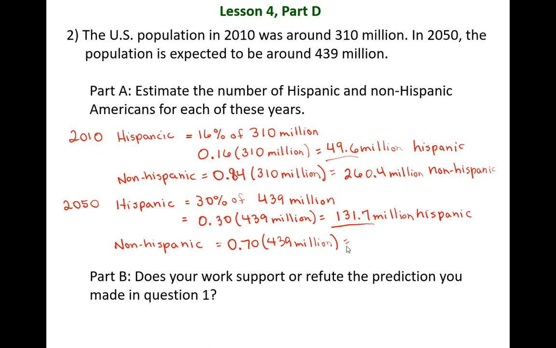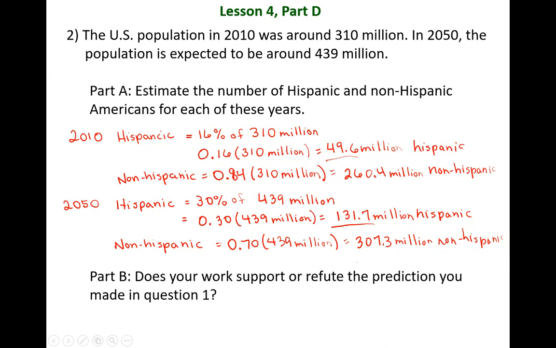0.70 times 439 is 307.3 million non-Hispanic. Notice that the non-Hispanic group grew by 47 million. It's not a case that the non-Hispanics are not growing. It's simply a matter that the Hispanic group is growing at a bit faster rate. So this agrees with what I said earlier.